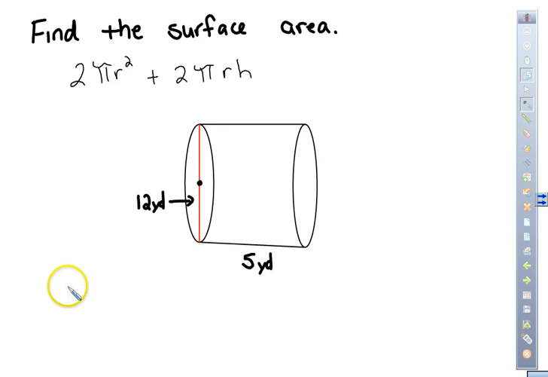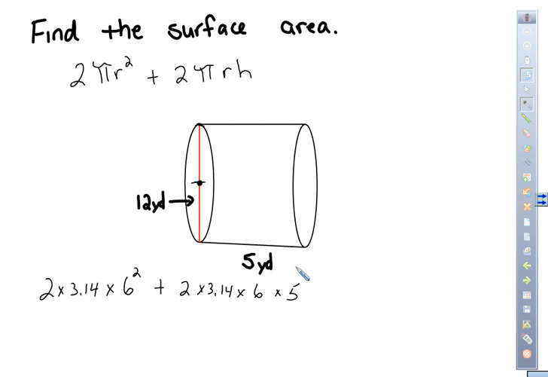So let's plug this in. We're going to have 2 times 3.14 times my radius. They gave me the diameter, so I've got to find the radius from here to here, which is half of that. So it is 6, and we're squaring it, plus 2 times 3.14 times the radius, which is 6, and the height, which is 5.